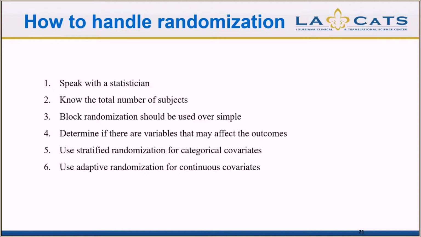So overall, the points I just wanted to get across is for randomization, we definitely want to speak to a statistician. We want them to create that randomization scheme for you. How we implement that, Daniel's going to tell you more about that, but that scheme is going to be created by the statistician. We need to know the total number of subjects.